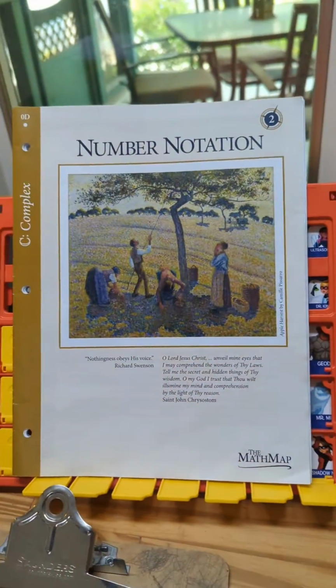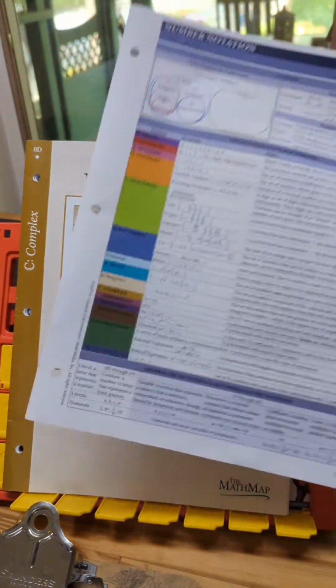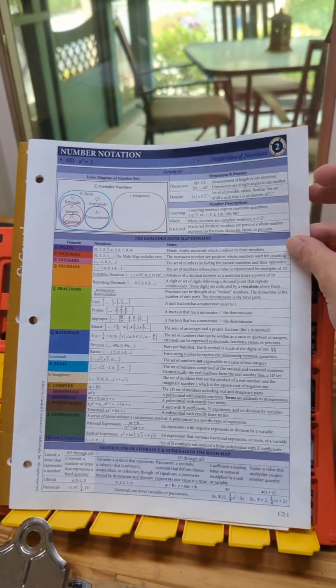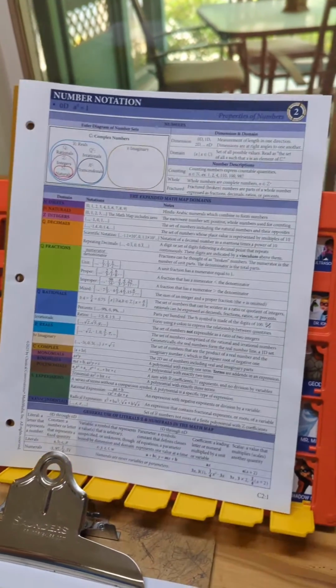We're going to use the fractions printouts alongside the complex booklet and the chart that came out of the booklet. So I pulled this chart out of the middle of this booklet, and we're just going to start out by looking at this chart.